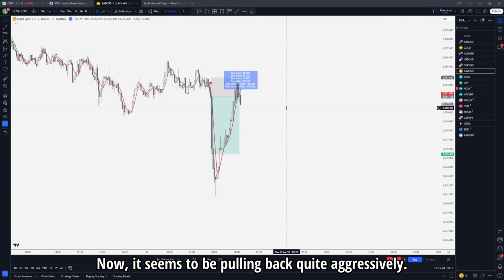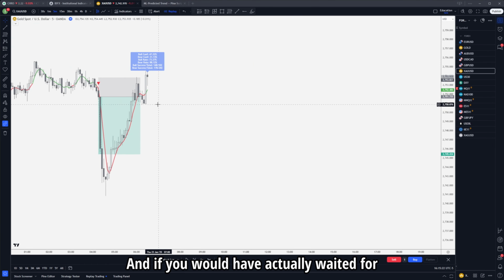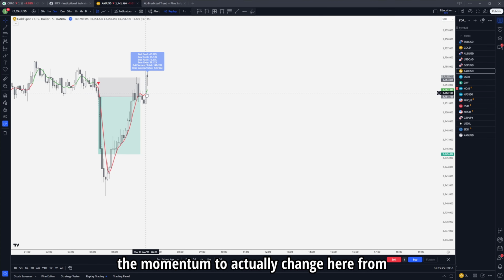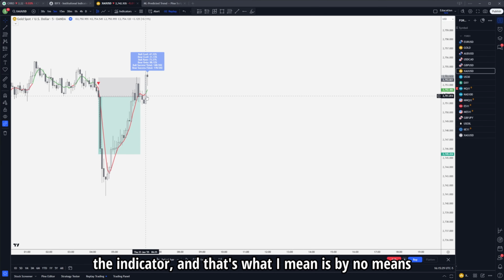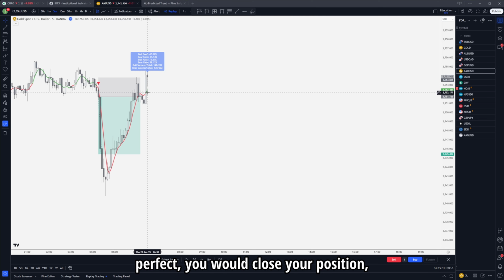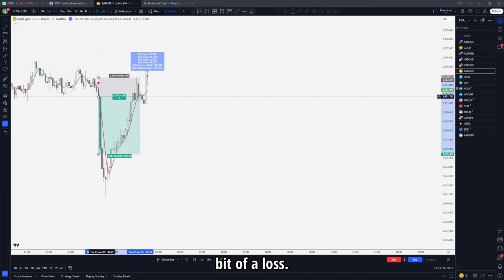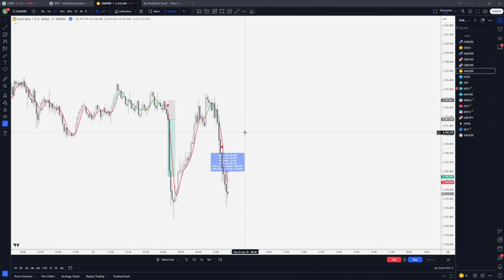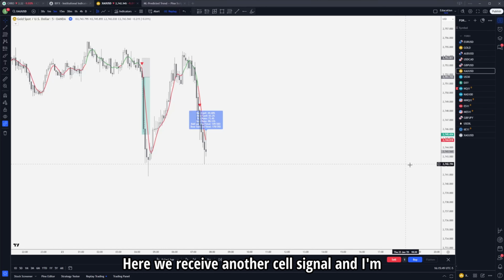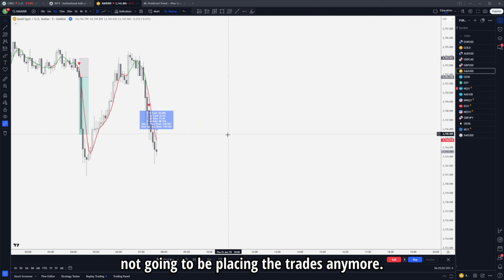Now it seems to be pulling back quite aggressively. And if you would have actually waited for the momentum to change from the indicator, and it's by no means perfect, you would close your position, I think right here on this candle, which would mean that you do actually get a little bit of a loss. Let's continue here. Here we receive another sell signal, and I'm not going to be placing the trades here anymore.